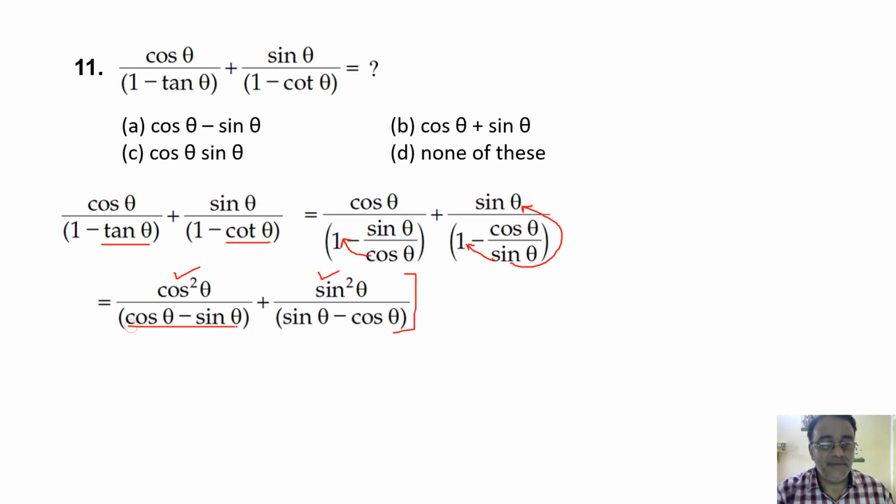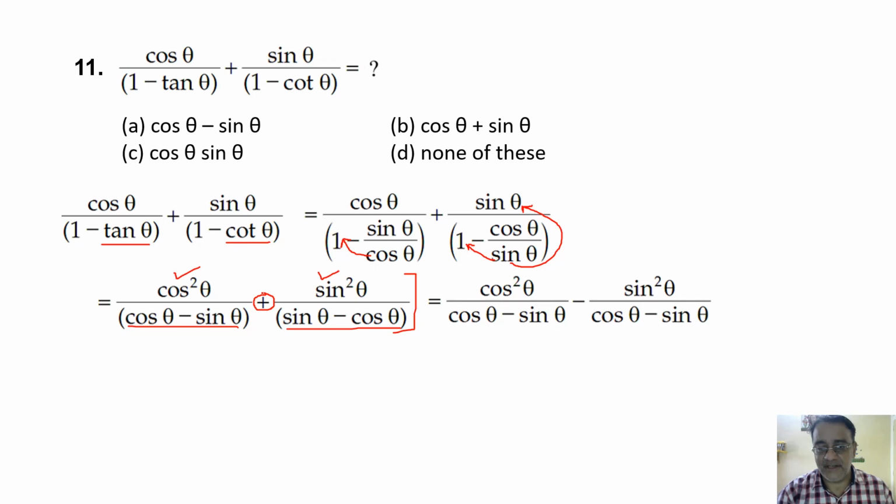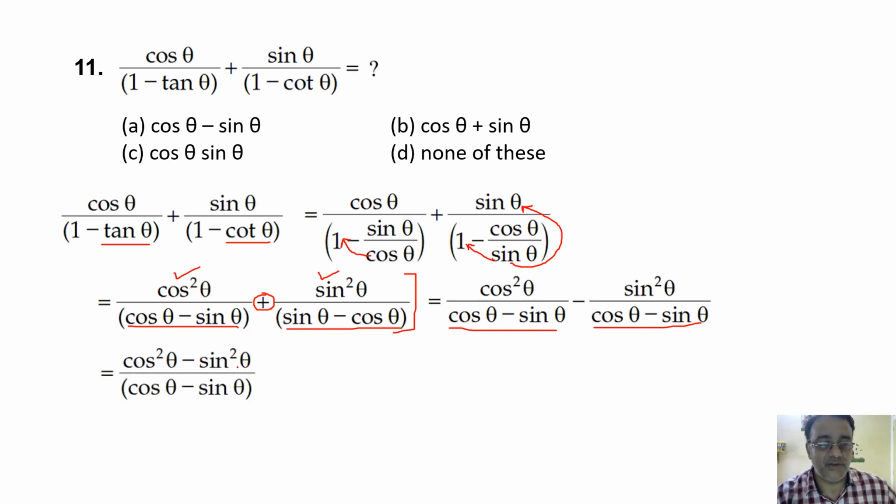Now both denominators are not same. So what we will do, we will take minus common from here. तो ये sign change हो जाएगा. If we take minus common, okay? So minus common ले लिए. So whether this step is clear? Yes, sir. Okay. Now both denominators are same. So now easy to take LCM. So we'll get cos square theta minus sin square theta upon cos theta minus sin theta. What is cos square theta minus sin square theta? Apply a square minus b square formula.